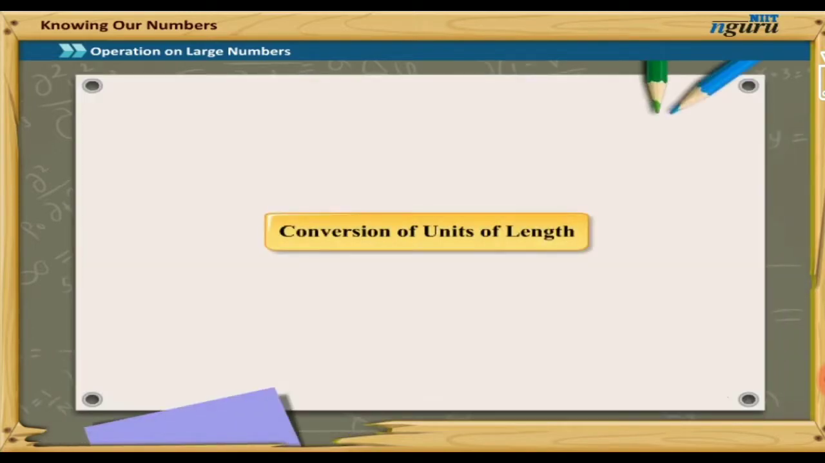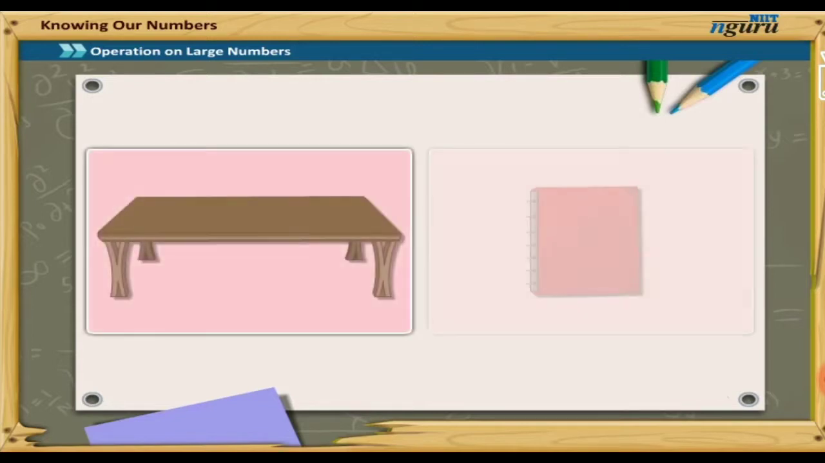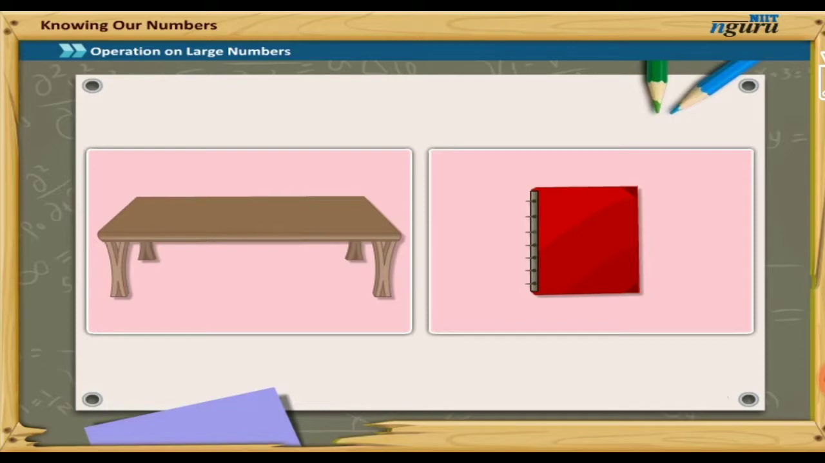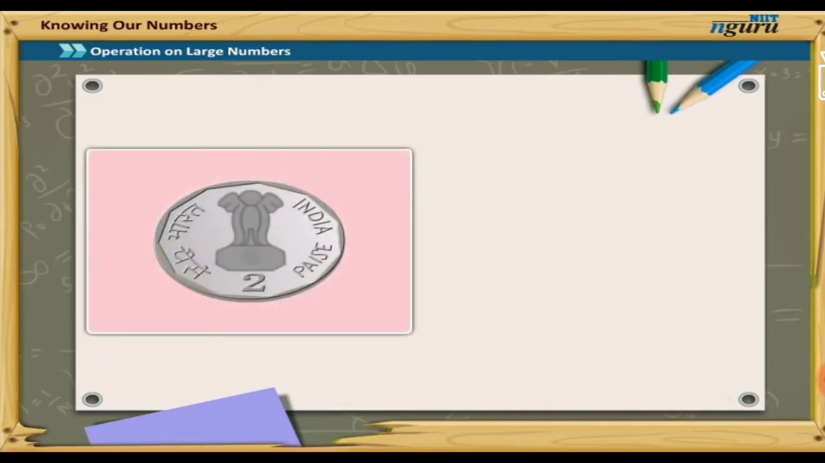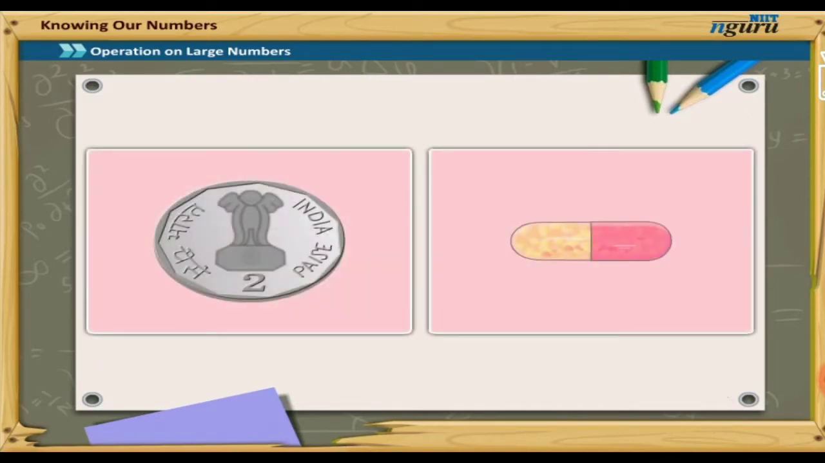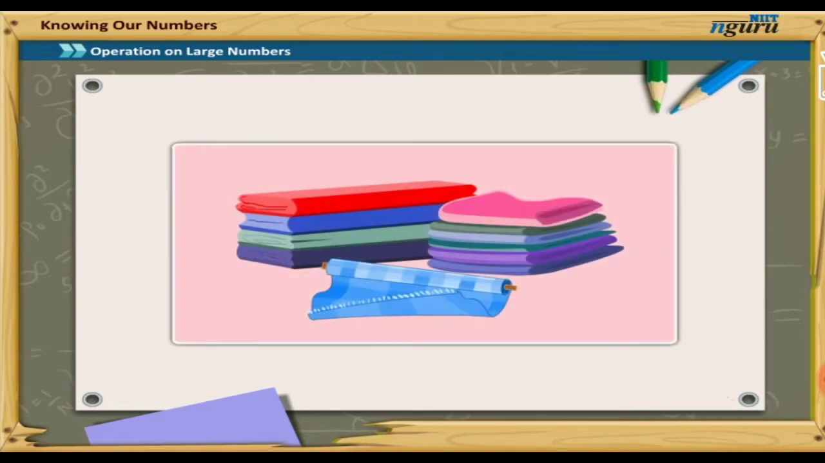Now let's discuss the conversion of units of measurement of length. For measuring the lengths of objects, such as a table or a book, centimeter is used. For very small measurements, such as the thickness of a coin or the length of a capsule, we use millimeter. For measuring the length of a cloth, meter is used.